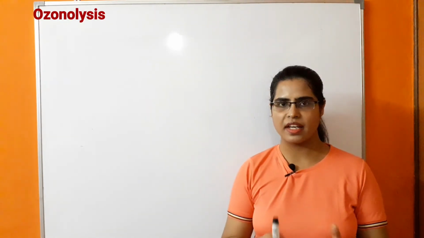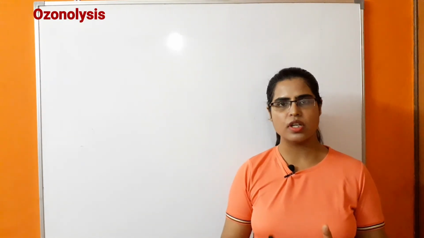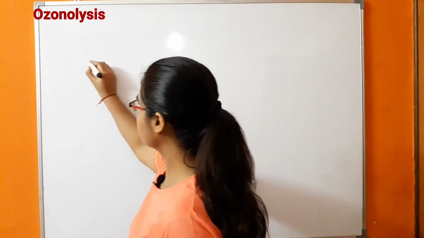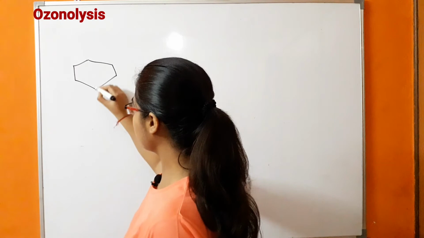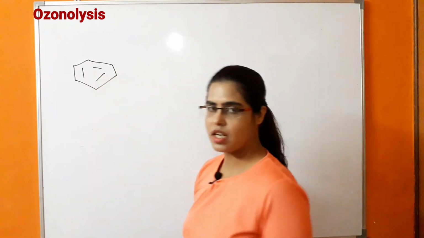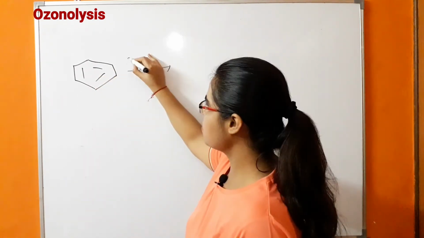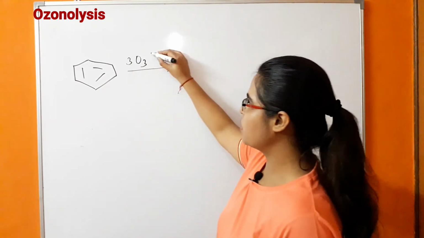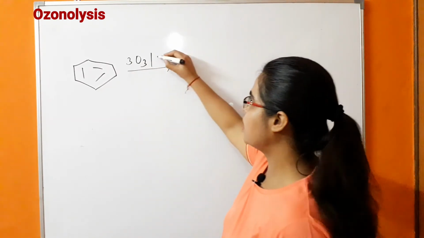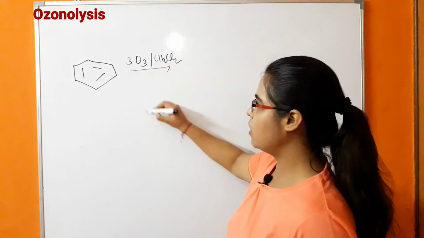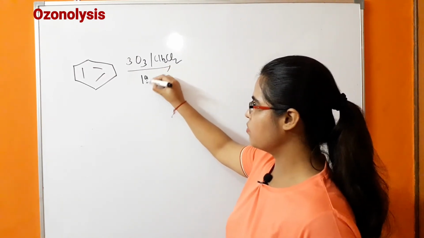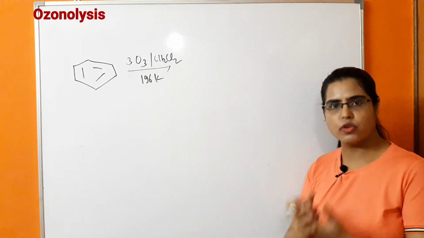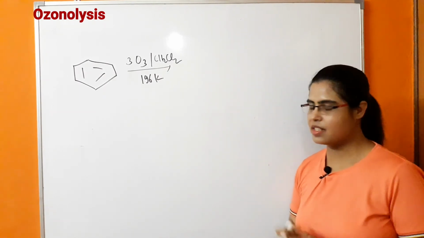Next, oxidation in arenes is done with the help of ozone. So this reaction is ozonolysis. So what is happening in this case? We know that in the case of ozonolysis, there is a requirement of a pi bond. 3 moles of ozone are taken in the presence of an inert solvent, that is CH2Cl2, and the temperature of the reaction is 196 Kelvin. So an ozonoid compound is formed.